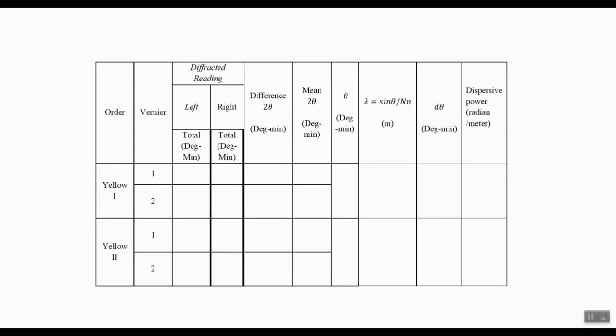This is the tabular column for finding out the dispersive power of the grating. Here we need to consider the readings of 2 closely spaced lines, that is yellow 1 and yellow 2 on both sides of the central maximum. Find out the value of theta 1 for yellow 1 and the value of angle of diffraction theta 2 for yellow 2. Then calculate the difference between theta 1 and theta 2. Similarly, find out the difference between the lambda values which we have already calculated, and that will give you d lambda. Then dispersive power is d theta by d lambda.